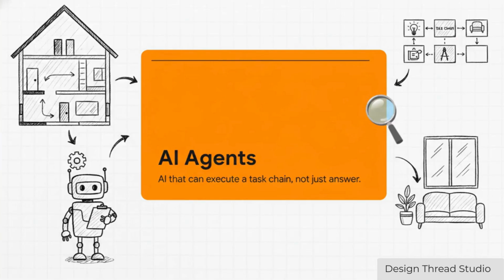A key idea here is something called AI agents. Now, don't just think chatbot. A chatbot answers a question. An agent gets a job done. It's like having a super smart virtual intern who you can give a multi-step goal to, and it will just go and do it on its own.